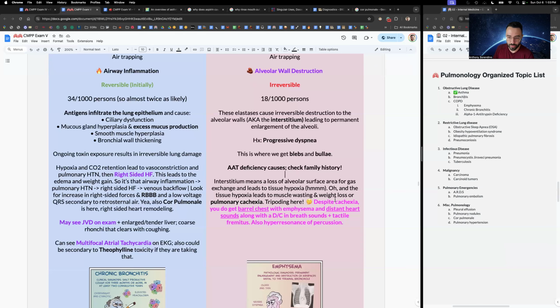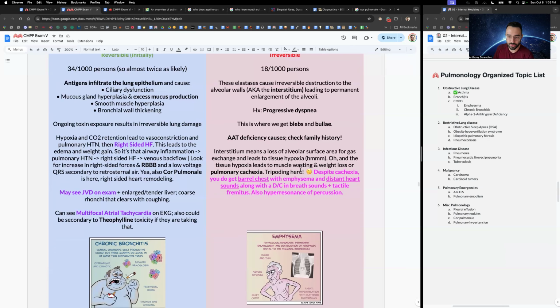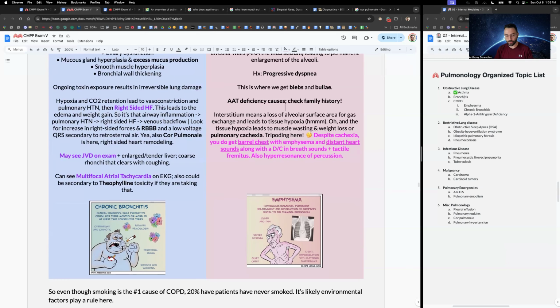So tissue hypoxia leads to muscle wasting and weight loss, or pulmonary cachexia. So you have tripoding here. Despite cachexia, you do get barrel chest. They are cachectic, which means they're skinny and there's wasting, but the lungs inside are large. You get the barrel chest. This guy over here in the blue bloater looks like he's barrel chested, and maybe he is a little bit, but you're going to see more of that classic barrel chesting over here on the emphysema side.